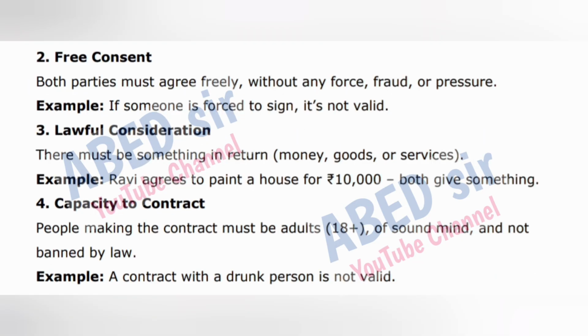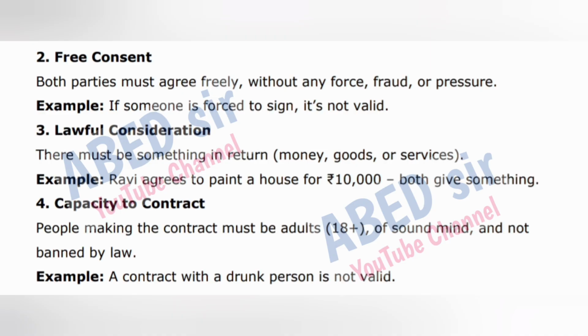2. Free consent. Both parties must agree freely, without any force, fraud, or pressure. Example: if someone is forced to sign, it's not valid. 3. Lawful consideration. There must be something in return: money, goods, or services. Example: Ravi agrees to paint a house for 10,000 rupees, both give something.